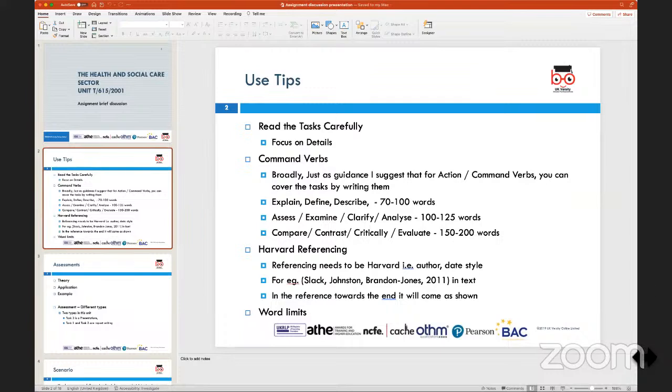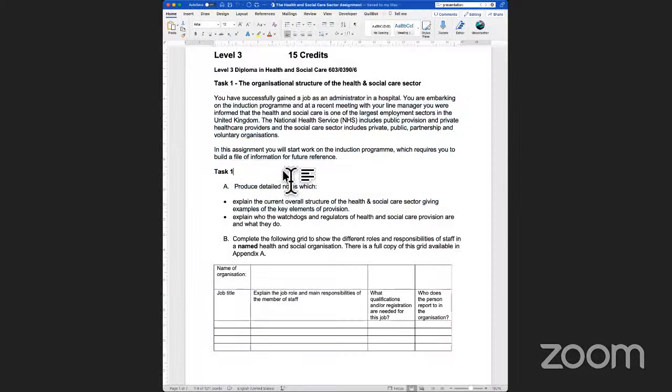So when we look at the assignment brief, there are a couple of things that you need to be aware of. If I just switch you back to the assignment brief, you will see there is a scenario given. That means a bit of context given for you to assume why you have to do the assignment. So here it says, task 1 is the organization structure of the health and social care sector.